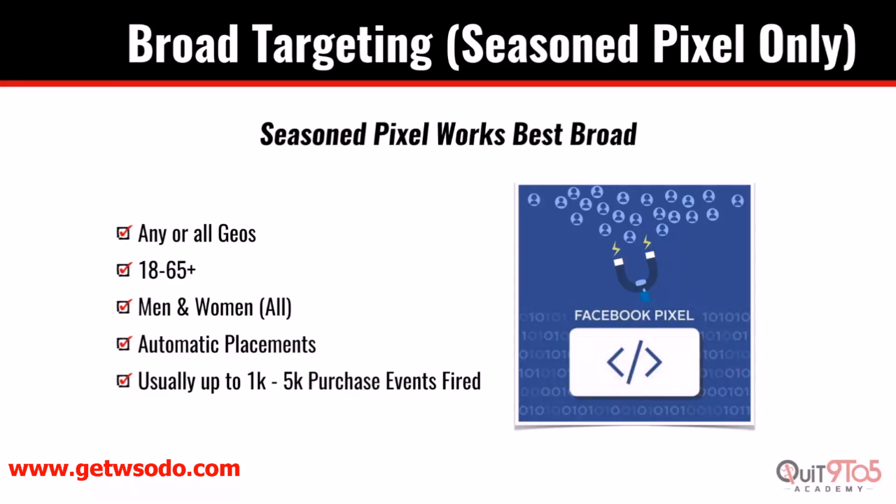You would go 18 to 65 plus, so no age restriction, and only men or only women or both, and automatic placements, meaning you're really not restricting the pixel at all because you trust it to know exactly who your buyers are. It's not going to enter auctions that you don't want it to enter anyway. And really, the more that you restrict a seasoned pixel by telling it where to look, the worse your results tend to get. We're going to go in over the shoulder and explain all of our targeting and all of our market research in great deal to you in this lesson.